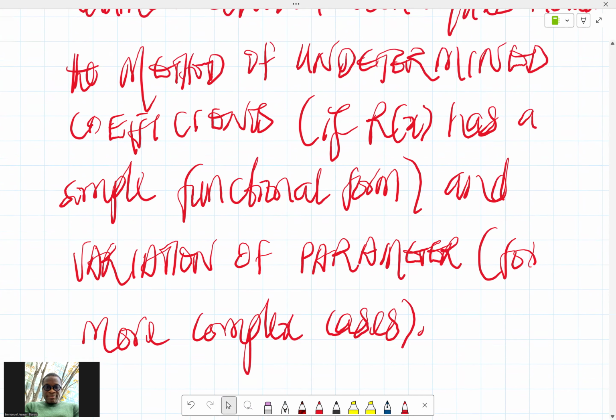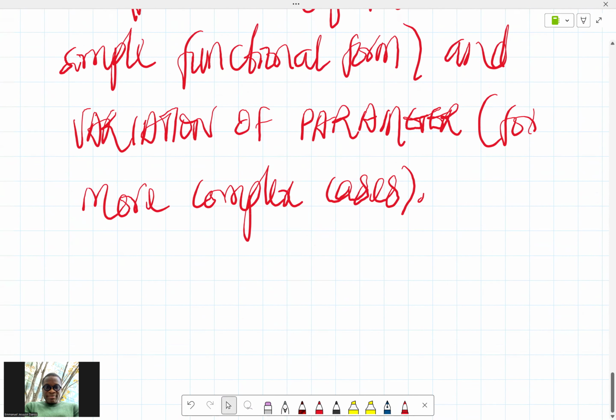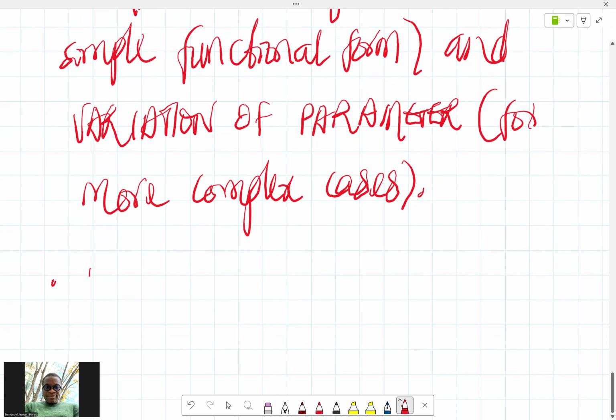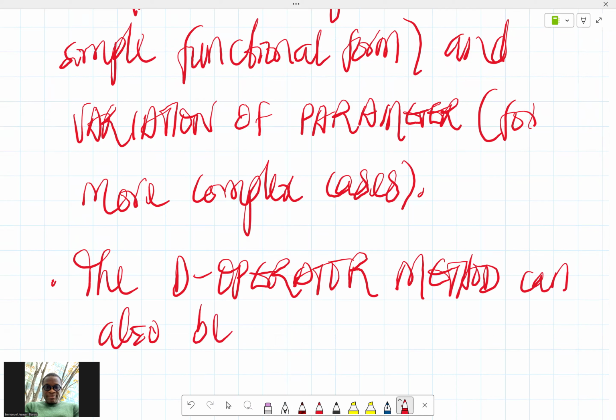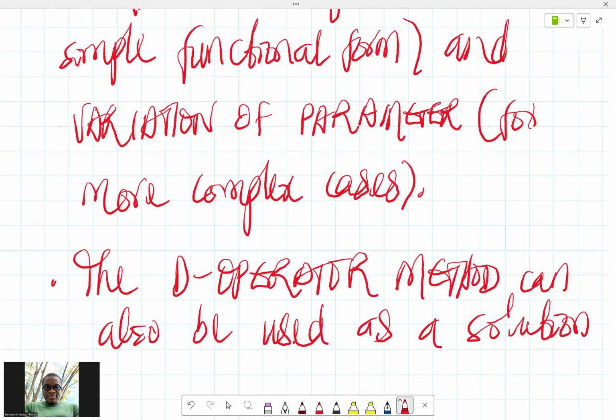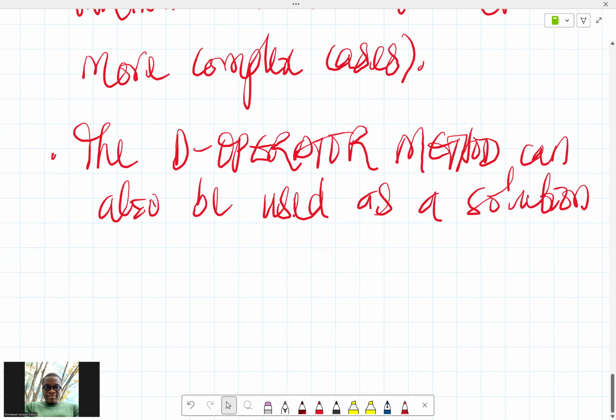Okay. Of course, we also have the D operator method. The D operator method can also be used as a solution method. So in subsequent videos, we are going to be looking at all of this.